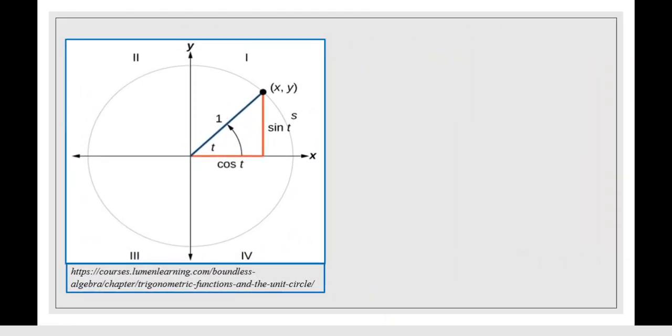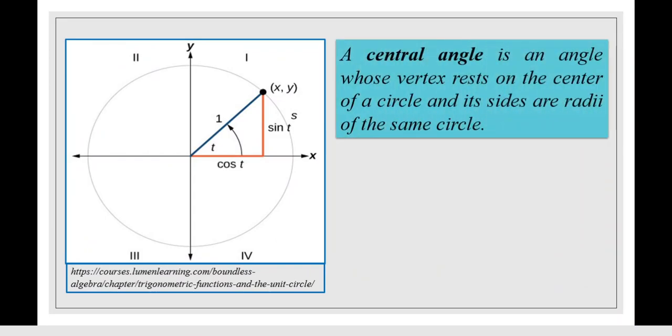So let us continue by discussing the central angle. Central angle is an angle whose vertex rests on the center of a circle and its sides are radii of the same circle. So let's say the 2 radii are the segments from this center up to this point x, y, and the segment which rests on the x-axis. Therefore, this angle T is a central angle.